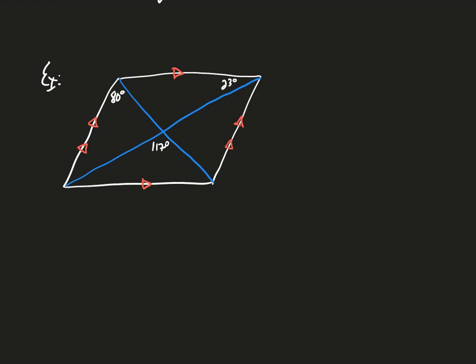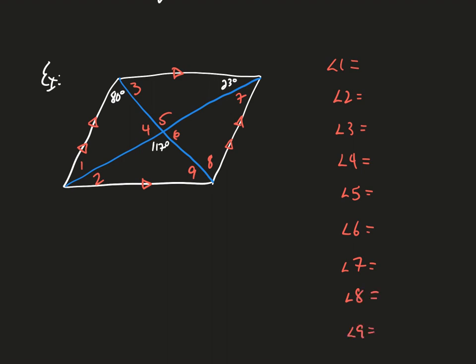And then in red, I'm going to name all of the other angles. So I'm going to name 1, 2, 3, 4, 5, 6, 7, 8, and 9. And what I'd like you to do is help me find the measures of all 9 of those angles.